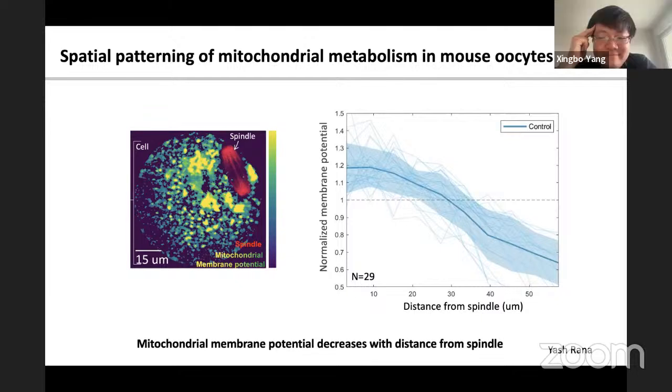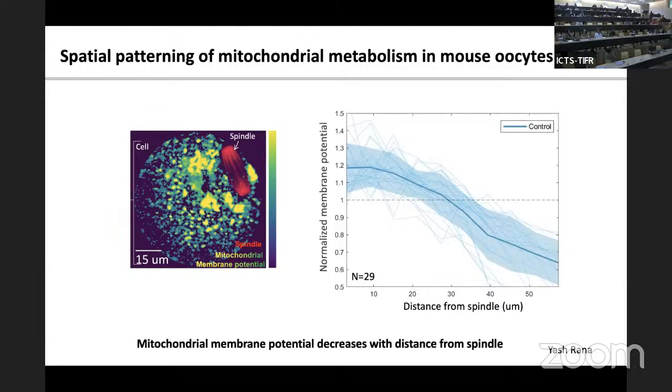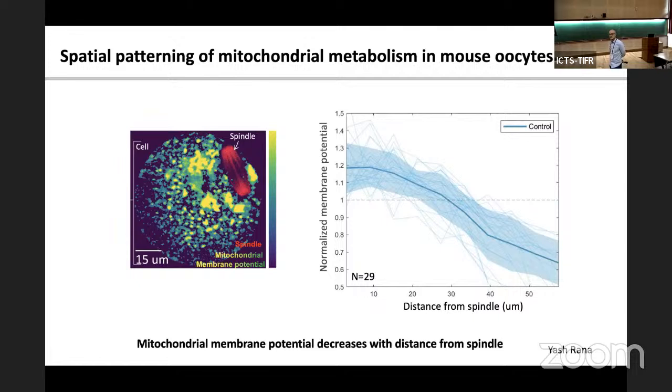Questions? Yes. The heterogeneity in membrane potential that is seen here, has it been correlated to the other measures that you discussed before, let's say the ATP probe? Because spindle formation and everything will require a lot of ATP. So is that also heterogeneous?